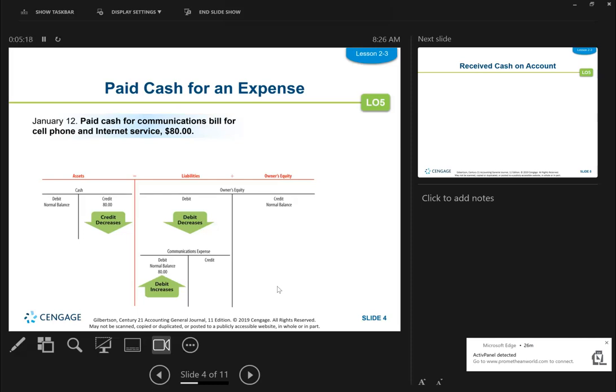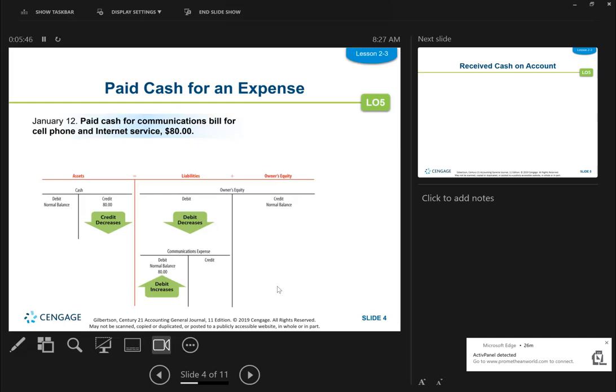So again, the credit for cash, paying $80. What are we getting? We're getting this service. What does that service do? It doesn't give us any more equity in our company. It's not something tangible that we own. It just decreases the value of our company because we've traded cash, which has value, for this service, which does not, but is necessary to operate our business.